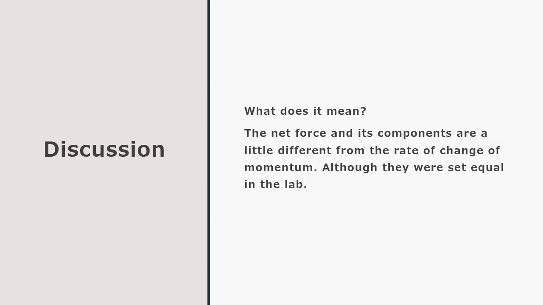All right, so discussion, what does this mean? The net force's components are a little different from the rate of change of momentum, although they were set equal to each other in this lab. Essentially, F net is just force equals m times a for all the forces, which makes it a sum. And the change of momentum is the F net over a mass times delta T. That gives the momentum principle.